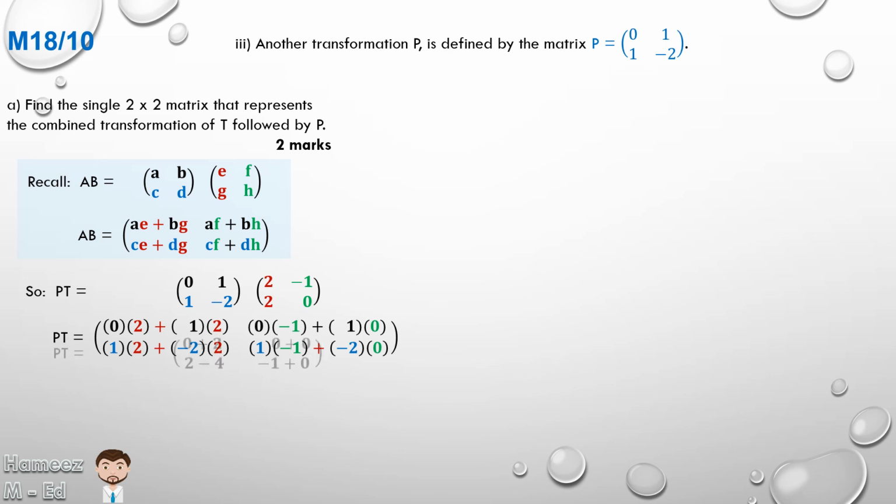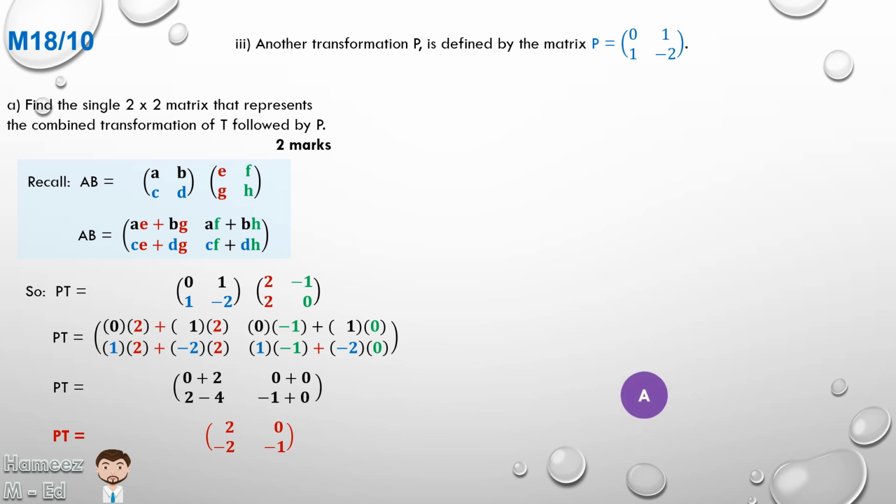We can simplify PT now. 0 by 2 is 0, plus 1 by 2 is 2. 0 by minus 1 is 0, plus 1 by 0 is 0. 1 by 2 is 2, plus minus 2 by 2 is minus 4. 1 by minus 1 is minus 1, plus minus 2 by 0 is 0. And we can solve for PT. So 0 plus 2 is 2. 0 plus 0 is 0. 2 minus 4 is minus 2, and minus 1 plus 0 is minus 1. So we've solved for PT, the combined transformation.